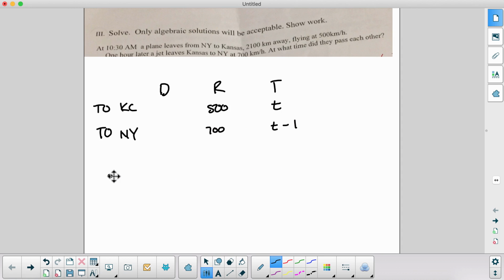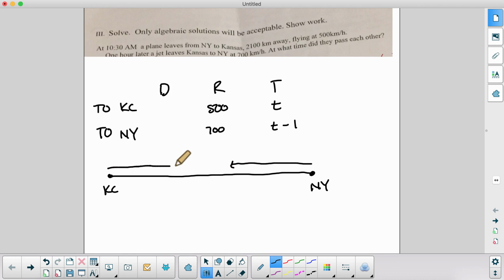So let's just think about this real quick. If we have KC and we have New York, and then the plane flying to New York is right there, and then the plane flying to Kansas City, let's just say they meet right here, they cross paths right here. Well, here's the dealio. This total distance is 2100, right?